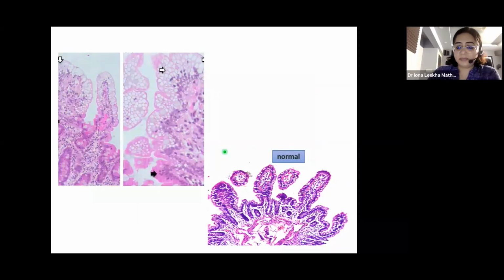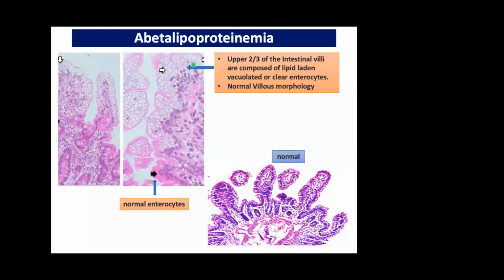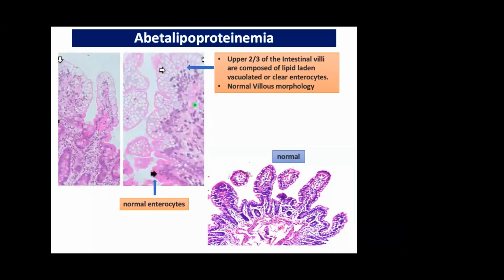Jagdish? Yes, sir. Okay, this is a small bowel biopsy. What do you think it is? Sir, there is loss of villi, sir. No, villi actually you are seeing, no? The first left panel. Yes, sir, left panel I am seeing. Any relevant history? Is it chronic?